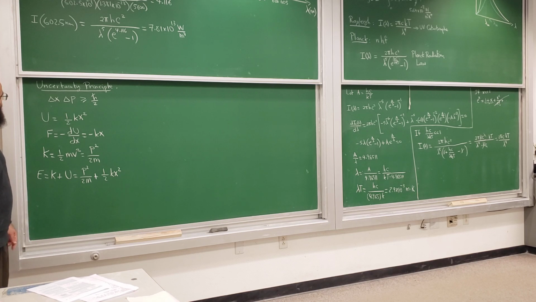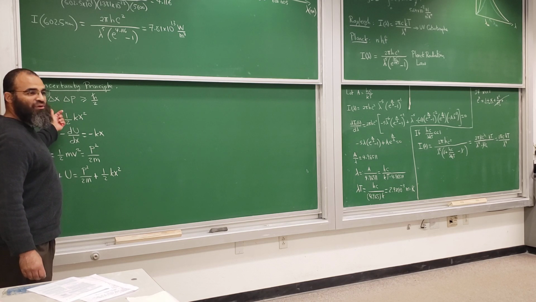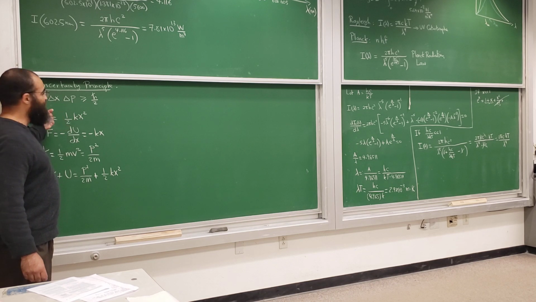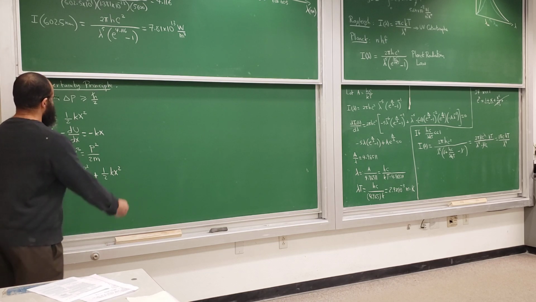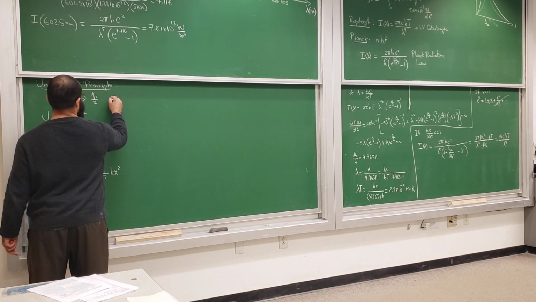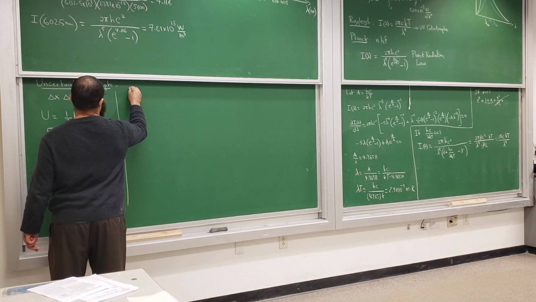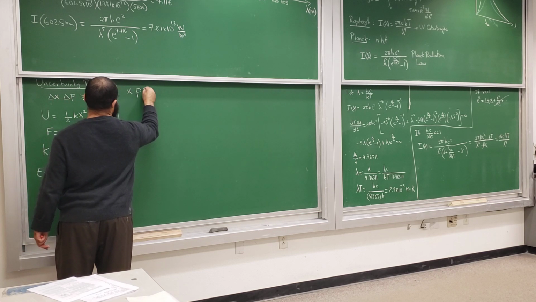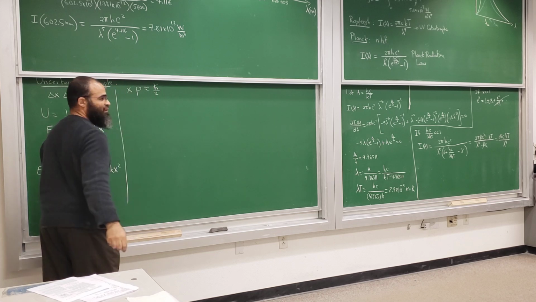So how are we going to do that? We're going to say the momentum is approximately equal to the uncertainty in momentum, and the position is approximately equal to the uncertainty in position. Meaning, we're just going to estimate that x times p is approximately h bar over 2.